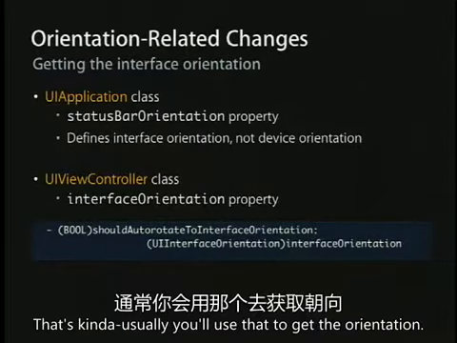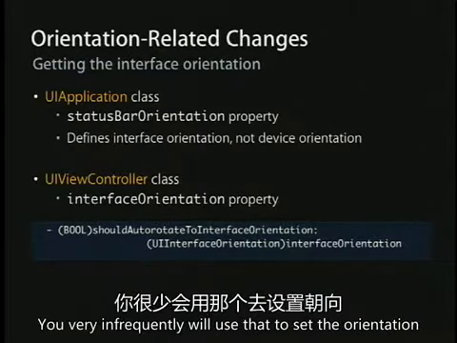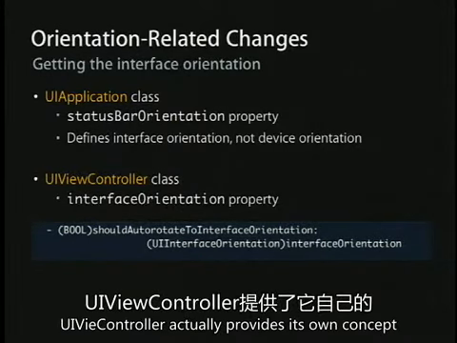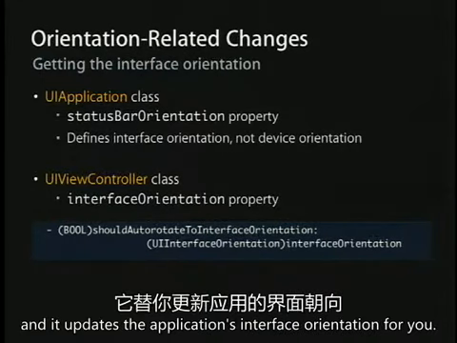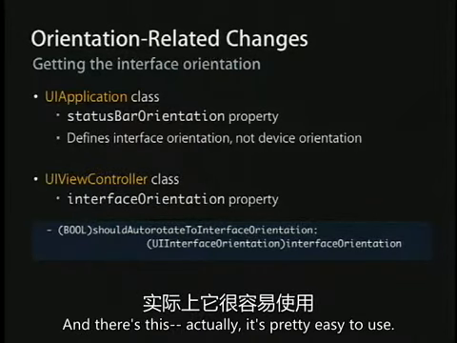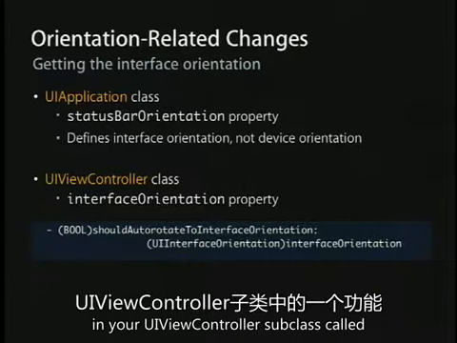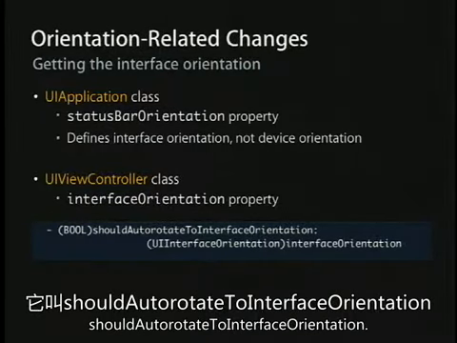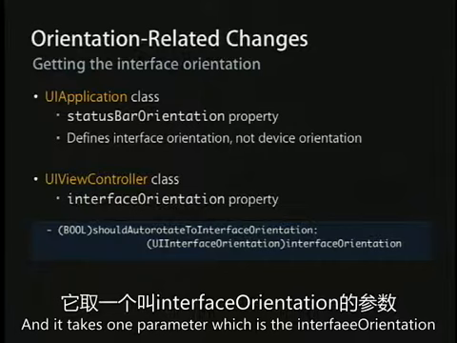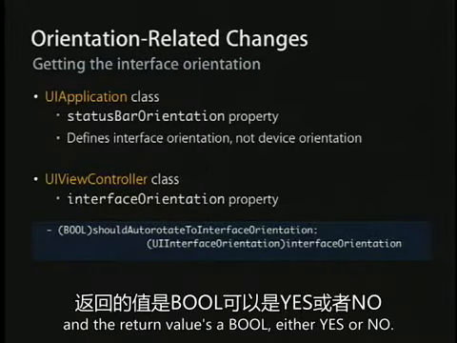That's usually what you'll use to get the orientation. You very infrequently will use that to set the orientation. UIViewController actually provides its own concept of interface orientation, and it updates the application's interface orientation for you. It's pretty easy to use. There's a method you can override in your UIViewController subclass called shouldAutorotateToInterfaceOrientation. It takes one parameter, the interface orientation, and the return value is a bool, either yes or no.